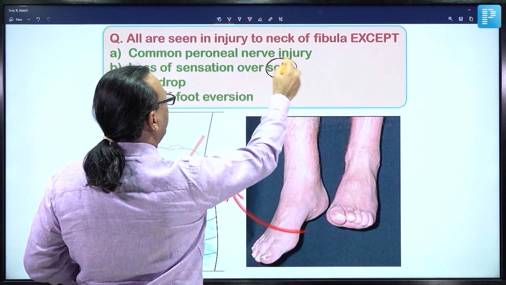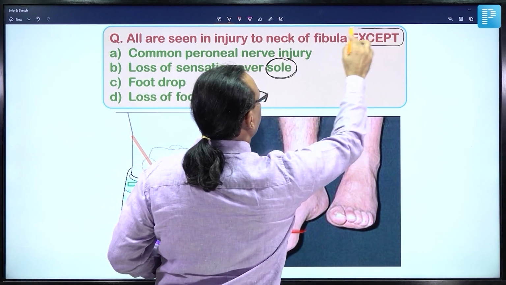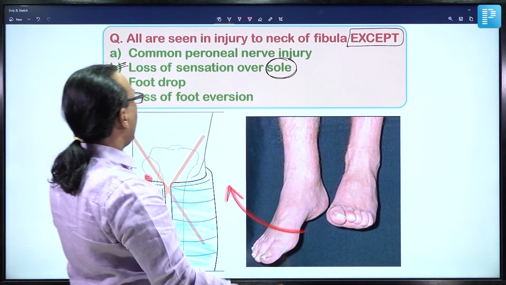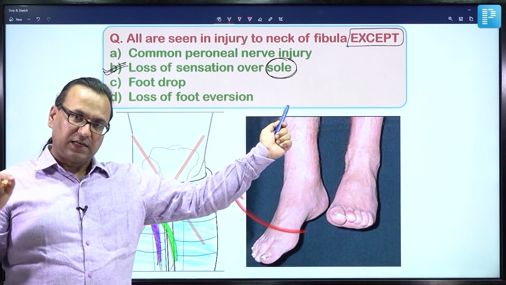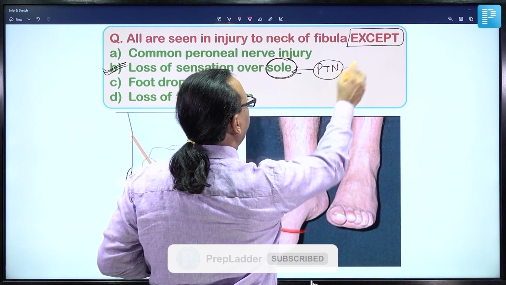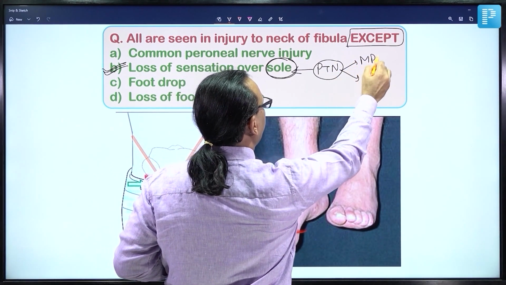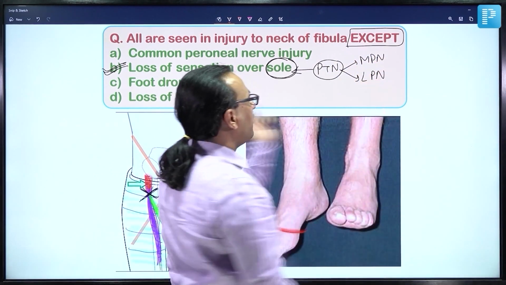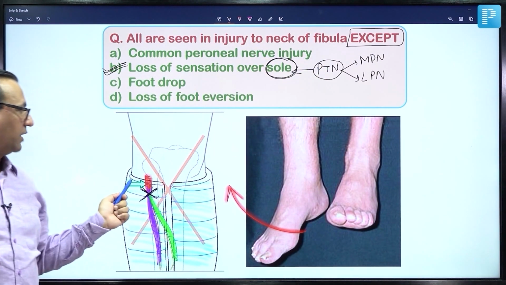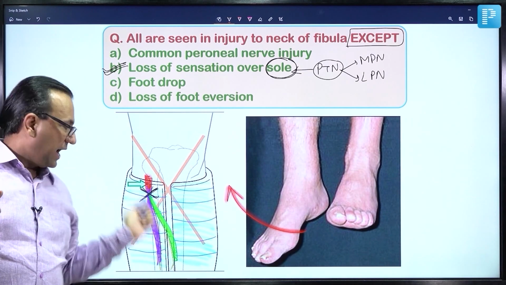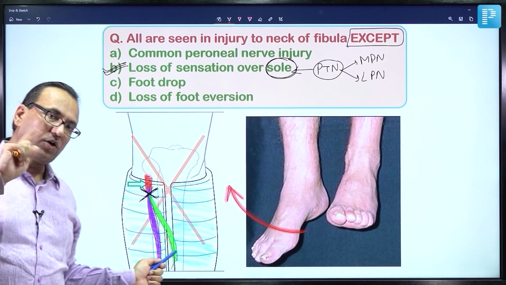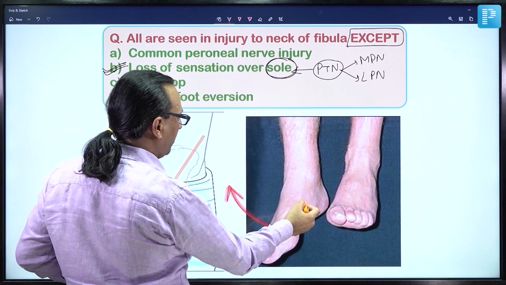That is why in this question, the answer of exception is choice number B. It's a wrong statement. As I said, if you're talking about the sole sensation, it should be injury of the posterior tibial nerve, or maybe its branches called medial plantar nerve and lateral plantar nerve, but not the common peroneal nerve lying lateral to the neck of the fibula. And what is the third problem? As the peroneal nerve is not working, dorsiflexion is not working, foot drop. And what is foot drop?